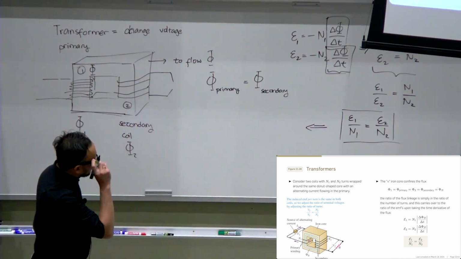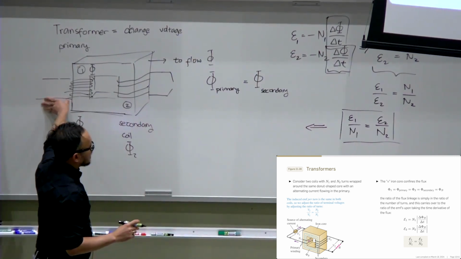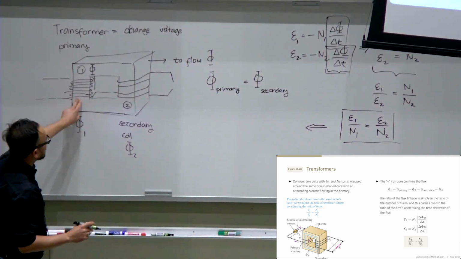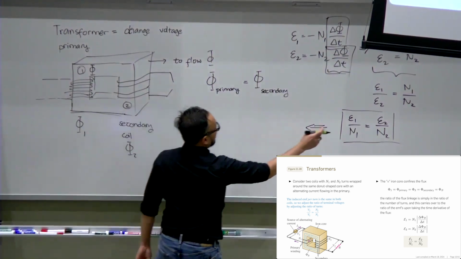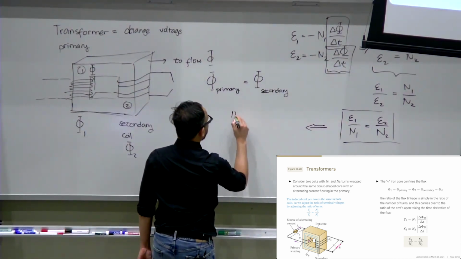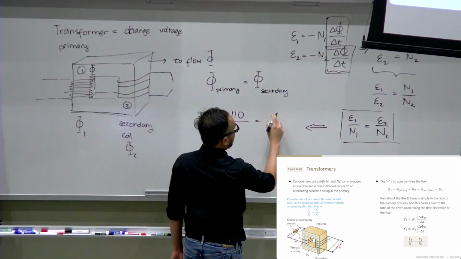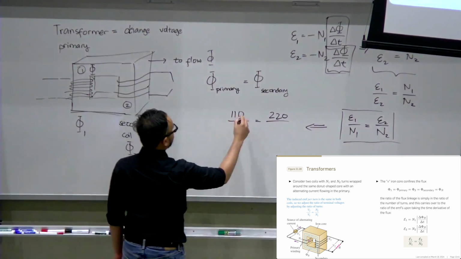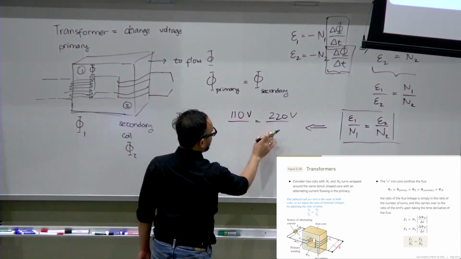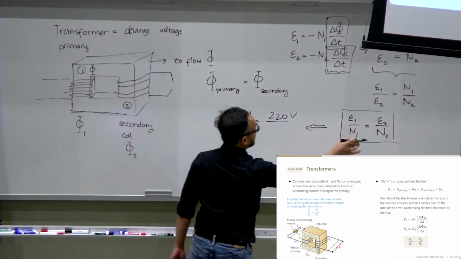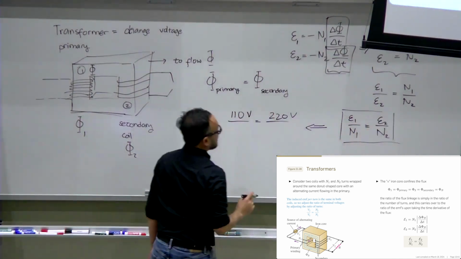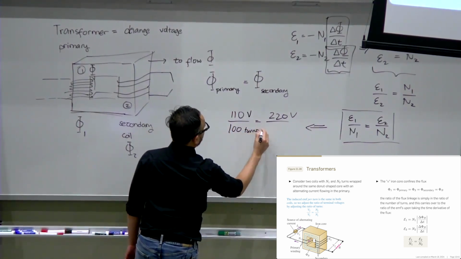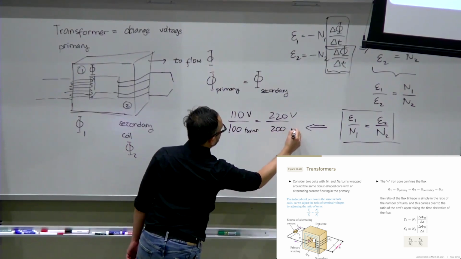When I was young, if I wanted to make a transformer myself instead of buying one from a store, I could find an iron core. Let's say the original potential is 110 and I want to increase the potential to 220 volts. Then all I need to do is adjust the number of turns. Maybe this one is 100 turns, and this one can be just 200 turns.